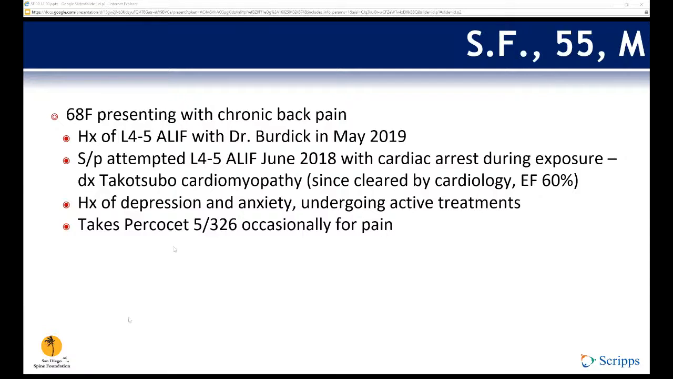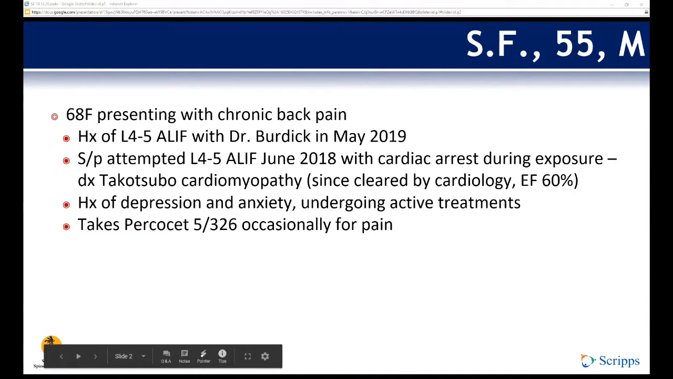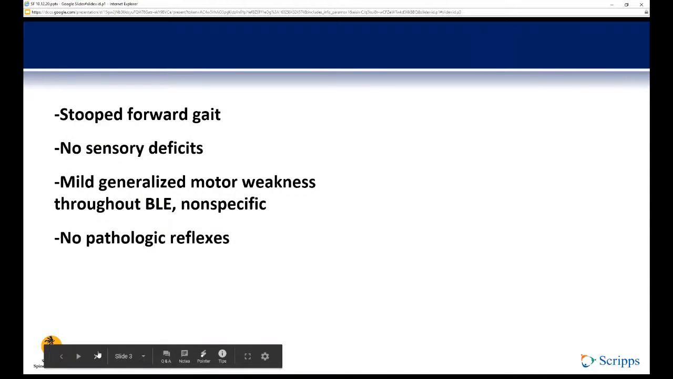All right. So this is a 68-year-old female presented with chronic back pain, history of a 4-5 ALIF in 2019 at an outside institution. She had an attempted ALIF prior to that where she basically had cardiac arrest during the exposure. She has a history of cerebral palsy and depression and anxiety as well. So she presented with chronic back pain, stooped forward gait, and generalized weakness in the lower extremities mostly, and stiffness as well due to her cerebral palsy.